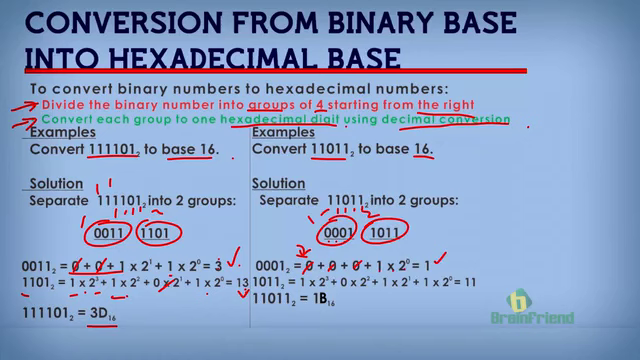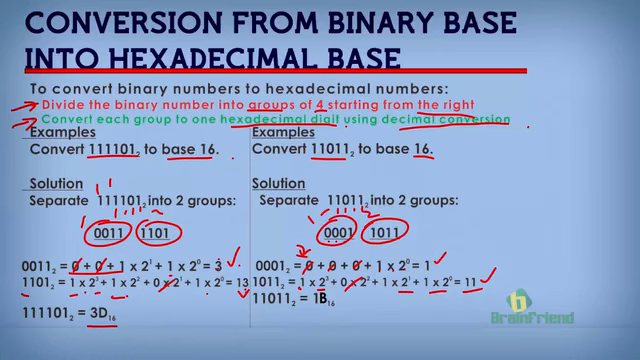Next group, 1011 base 2. So we expand this positionally to give us 1 times 2 raised to the power 3 plus 0 cancels out, plus 1 times 2 raised to the power 1 plus 1 times 2 raised to the power 0. 1 times 2 raised to the power 3 is 8. 1 times 2 raised to the power 1 is 2, that's 10. 1 times 2 raised to the power 0 is 1, that's 11. So we have 1 and 11.